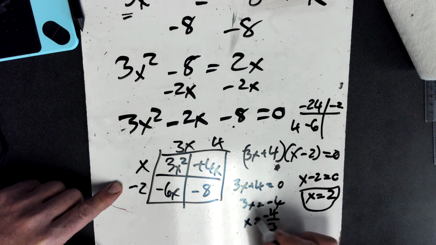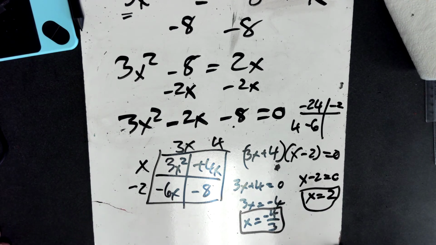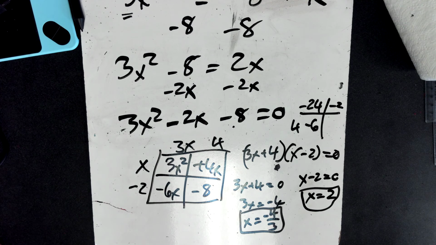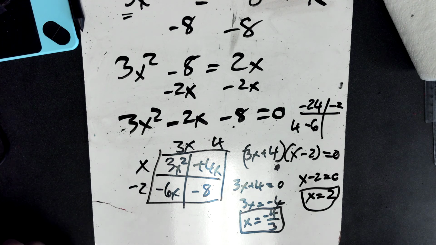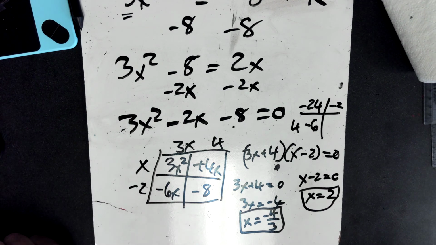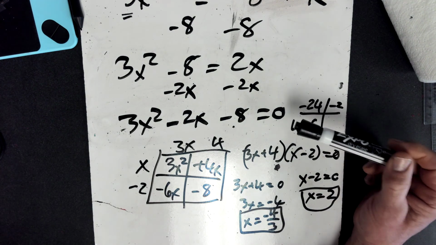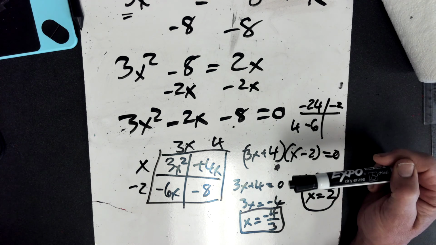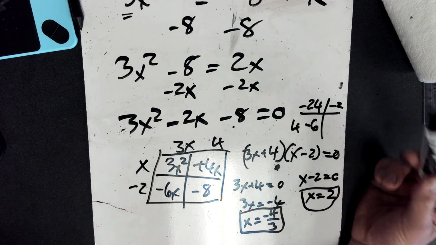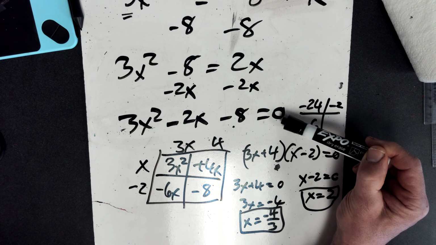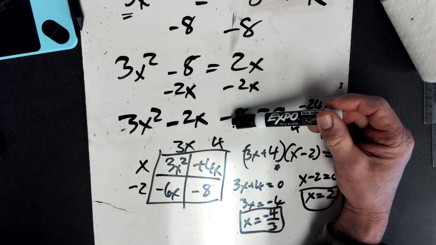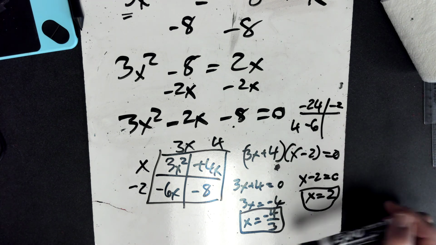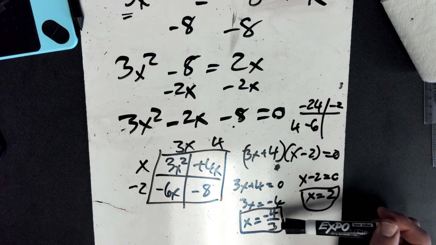So your two solutions are negative 4/3 and x equals 2. So that's about all I got for today. We're just adding one little step, and that is using the zero product property to solve equations. So your steps are to get the equation set equal to 0, okay, then factor, and then set each of the factors equal to 0, and your two solutions are right there.